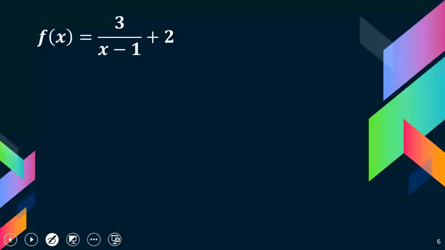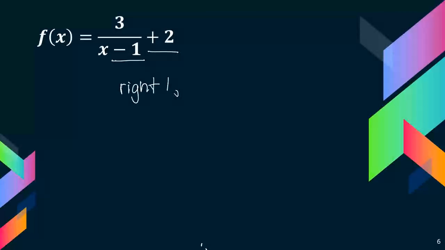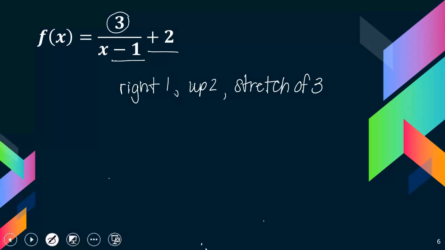Let's look at this one. So let's describe these transformations. First of all, I'm going to start with my H. My H is 1, which means that the graph has moved right 1. Remember, it's always the opposite. Then I look at my K, which is +2, which means the graph has moved up 2. My A shows a stretch of 3. There we go. I just described the transformations. And then if I wanted to, which I don't, I could graph it.